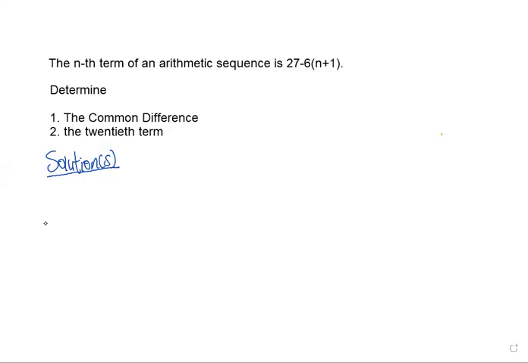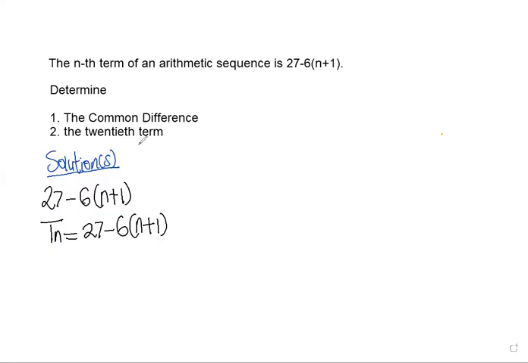You are basically having the nth term of the equation. We're going to write it: 27 minus 6n plus 1. So that's the equation we're going to write, right? Remember, this equation is the same thing: writing Tn is equal to 27 minus 6(n plus 1). So it represents our nth term, right?